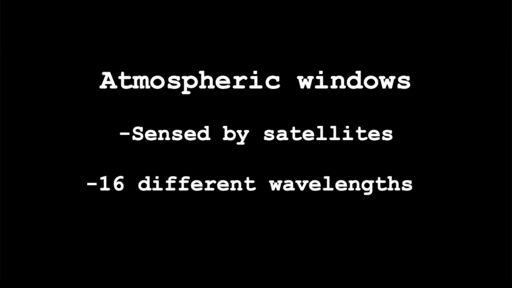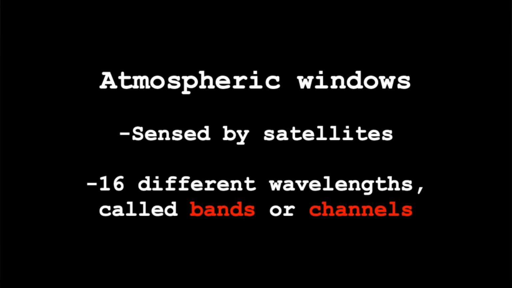atmosphere. We can look at the atmosphere using various wavelengths, each of which allow us to get different information about the weather that's ongoing below. There are 16 different atmospheric windows or wavelengths that pass through that the satellites can sense. These are called bands or channels.